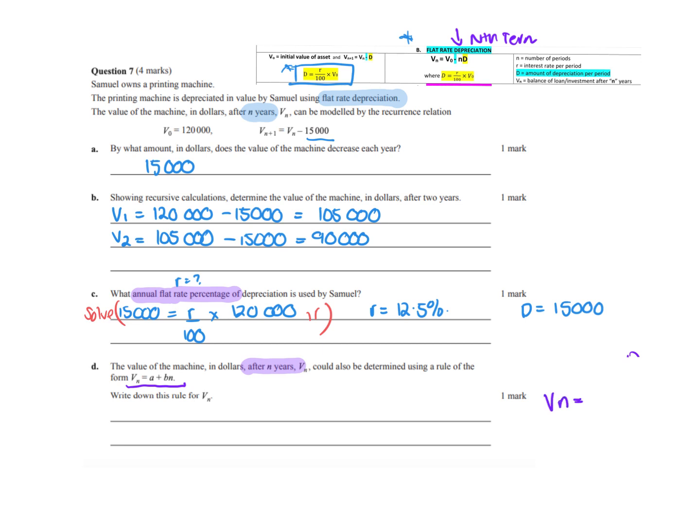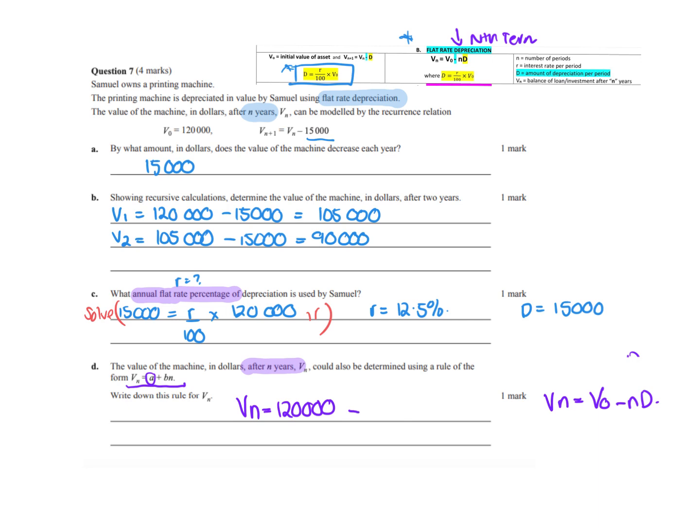So the nth rule is written like this. You can see it says write down in that formula. That's okay, but they want plus there, so we're going to have to change that to there. So we're going to write VN. This A value is our V0. What was our V0 in this scenario? Yeah, 120,000. And then we're going to say minus.